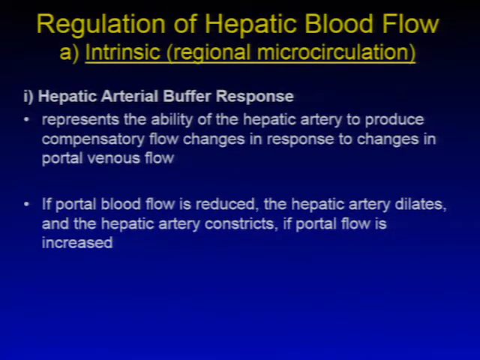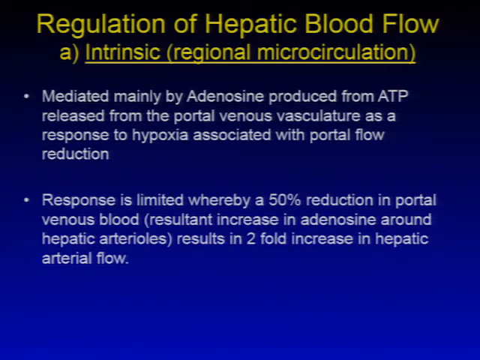The liver blood flow is regulated, and we're going to talk about some major mechanisms of blood flow regulation. The most important one that I want to talk about today is the hepatic arterial buffer response. It represents the ability of the hepatic artery to produce compensatory flow changes in response to changes in the portal venous blood flow. So if the portal venous blood flow is reduced, the hepatic artery dilates and thereby increases the blood flow. The hepatic artery constricts when the portal flow is increased. This is mediated mainly by adenosine produced from ATP released from portal venous vasculature as a response to hypoxia associated with portal flow reduction. The response is limited, whereby a 50% reduction in the portal venous blood results in a twofold increase in the hepatic arterial flow.